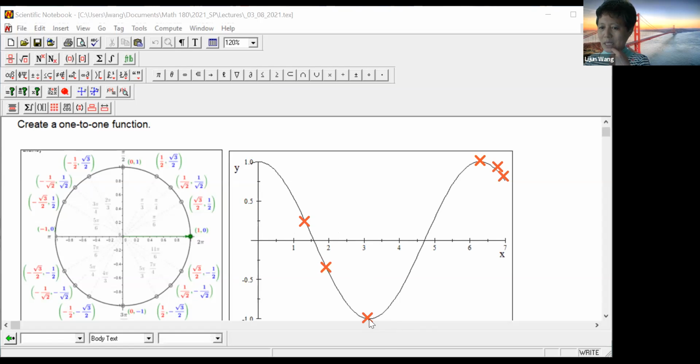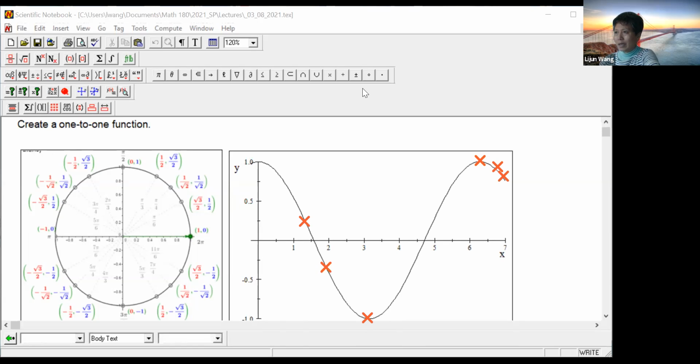What is this point? If that's the way you want to truncate it, is it pi over 2? Suppose I want this piece. Is this pi over 2? This is pi over 2. Cosine pi over 2 is 0. This is pi. This is 2 pi. So can you mark these 2 points?